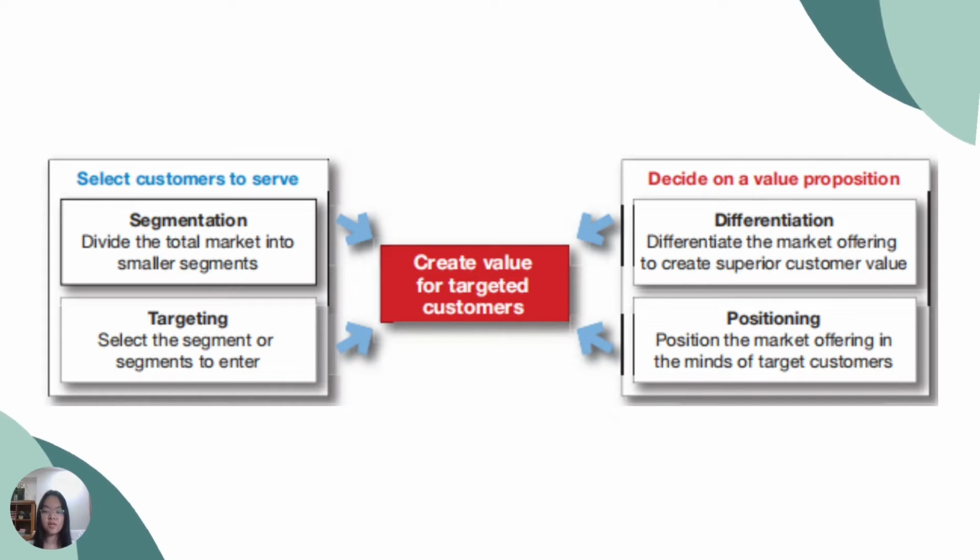A customer-driven marketing strategy includes four steps. The first two steps, segmentation and targeting, answer the first question, which customers to serve, and the next two steps, differentiation and positioning, help define a business value proposition. Let's move on to the first step.